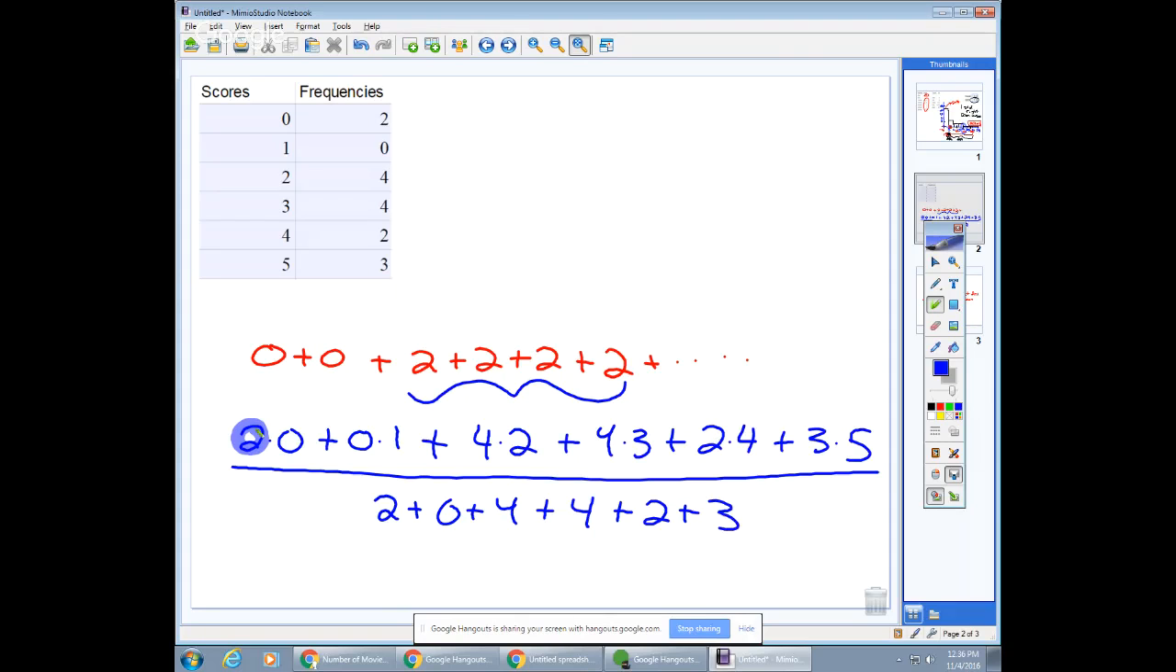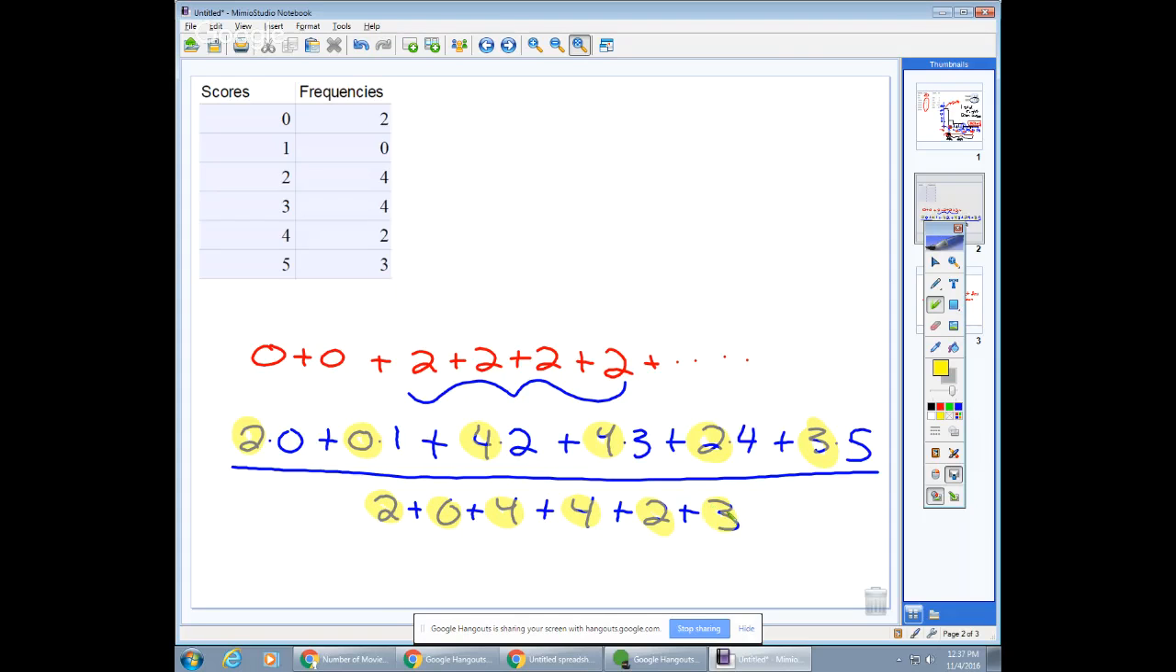Oops, wrong color. There we go. So again, these are my frequencies. I'm counting how many of each score we got, because that's a more efficient way to do it than list each number one at a time. That's the whole reason we make frequency tables. It's more efficient.